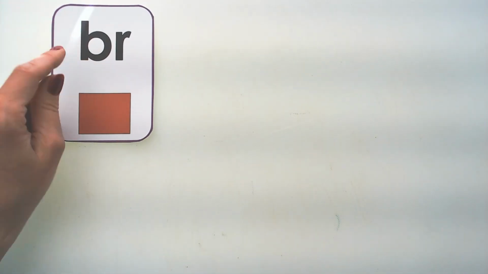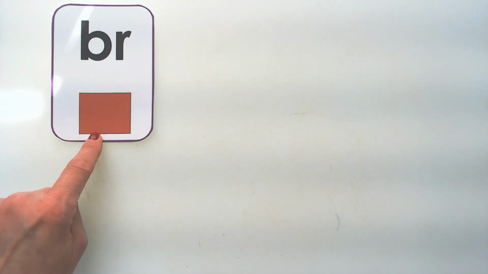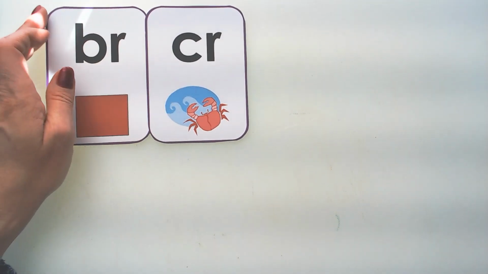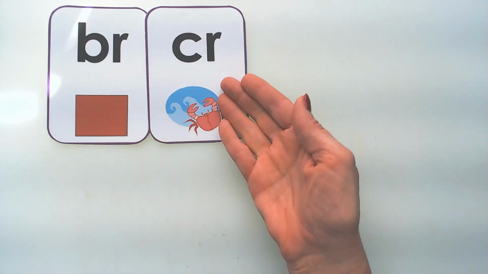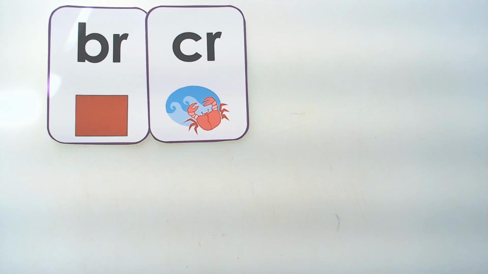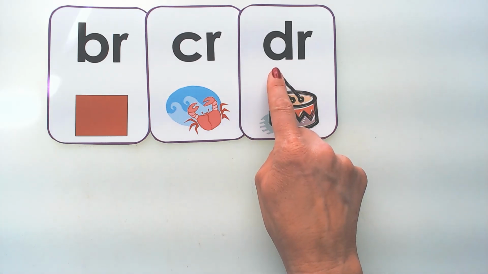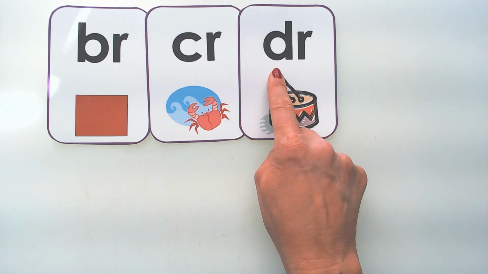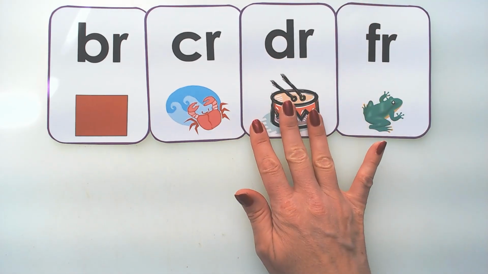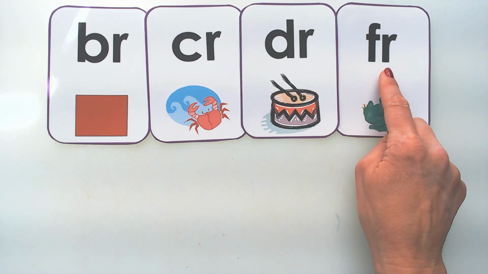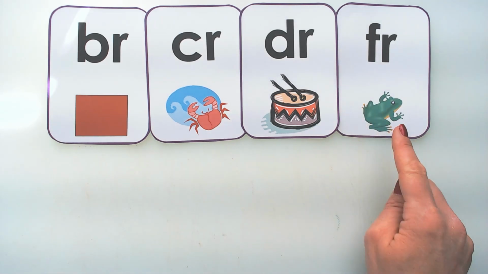So B says b and R says r, blend them together, and this says br, like brown. C says k and R says r, blend them together, and this says cr, like crab. D says d and R says r, blend them together, and this says dr, like drum. F says f and R says r, blend them together, and this says fr, like frog.